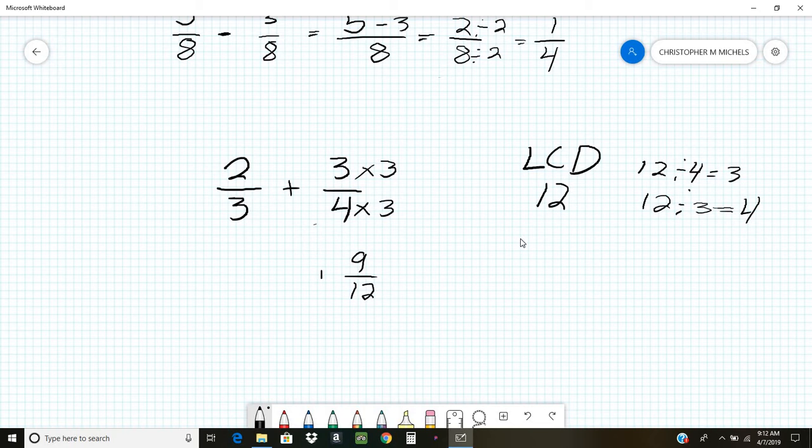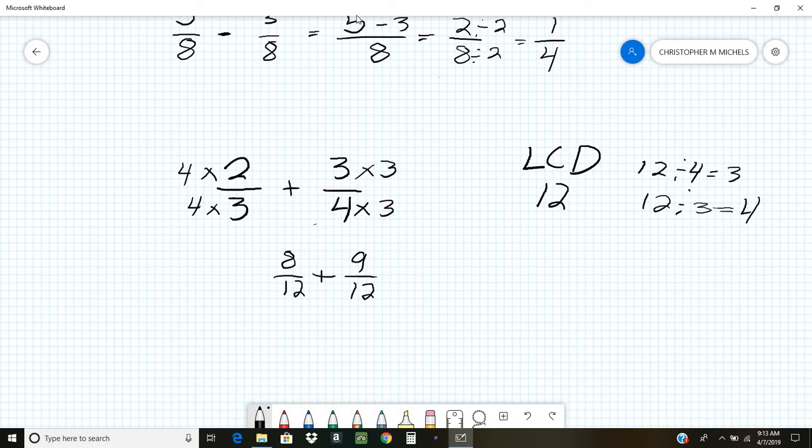Okay, let's put the plus sign there. So now we go over here. What do I times 3 by to make it 12? Well, I times 3 by 4. And that's where the 4 is coming from, because that's what it takes to make this denominator 12. And then we do the same thing to the top, times by 4. So we do 4 times 2, which is 8. 4 times 3, which is 12.